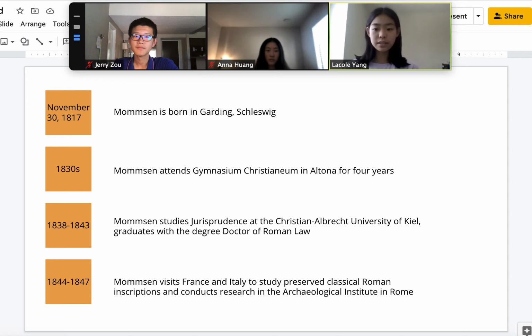Okay, so this is a little timeline of his life. Mommsen was born on November 30th, 1817 in Garding, Schleswig. Schleswig is currently part of Germany, and Mommsen always saw himself as a German citizen, but before Schleswig became part of German territory, Denmark also wanted to annex it, or have it be ruled and governed by Denmark. But Mommsen always supported German rule of that area.